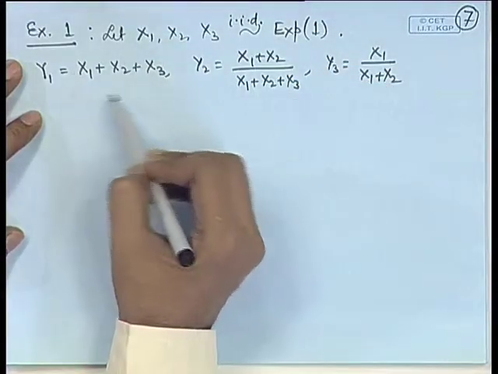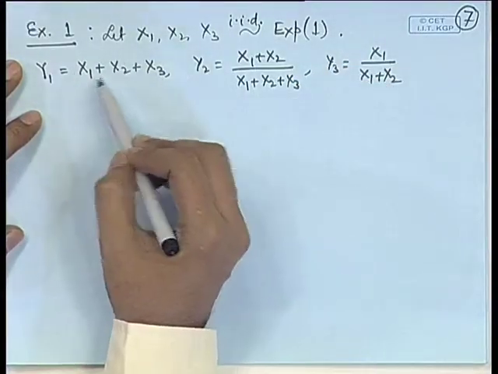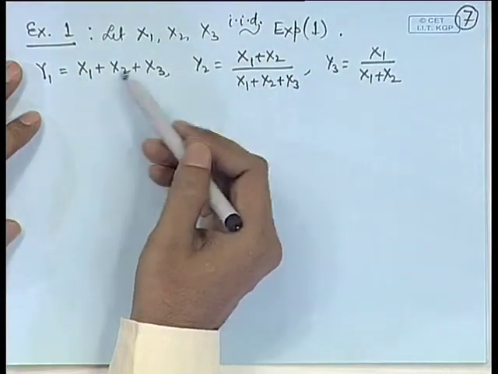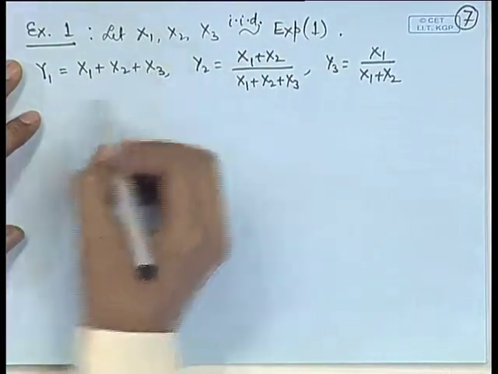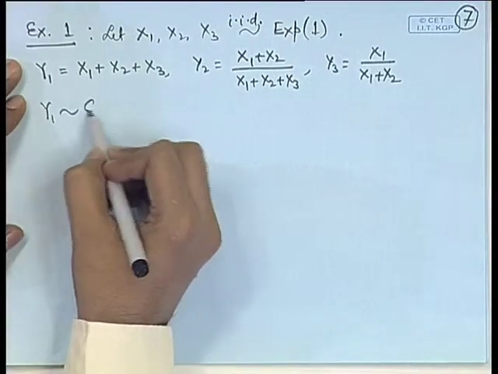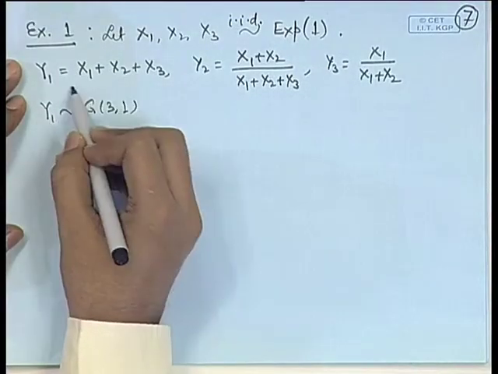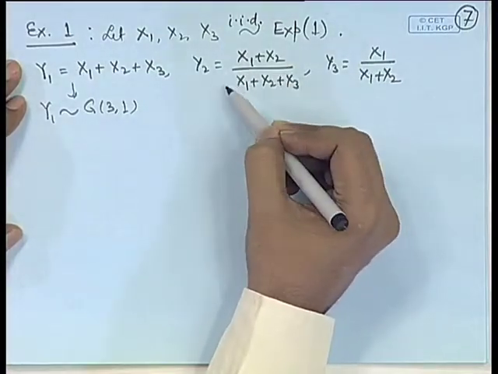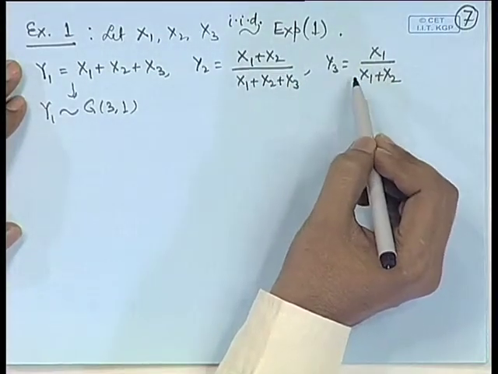Of course, if we are interested only in the distribution of Y1, then that is directly obtained, because the sum of independent exponentials is a gamma. So, Y1 will follow a gamma distribution with parameters 3 and 1. So, that is directly known. However, that does not yield the distribution of Y2 or Y3.